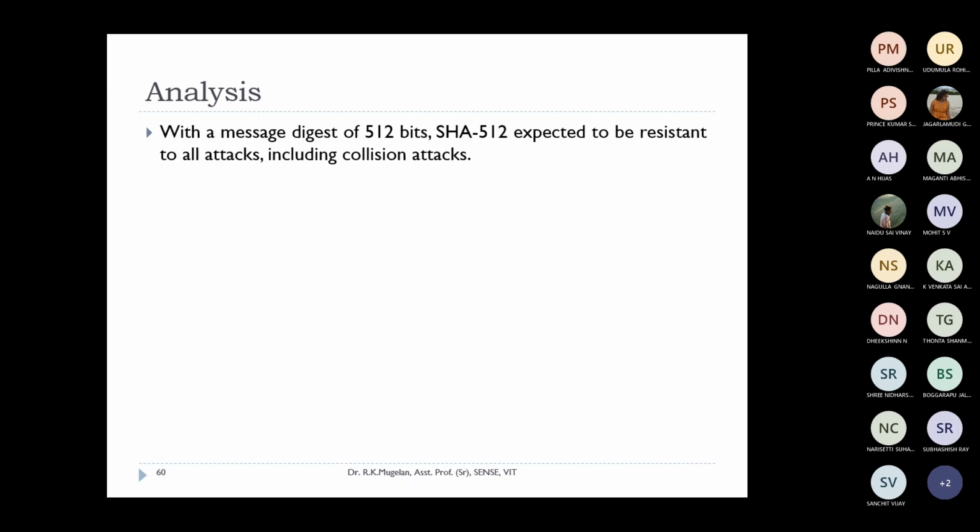So with this, we are concluding our secure hash algorithm, and I will conclude today's session also with this one. Right. So if anyone has any doubt in today's class, you can ask me now.